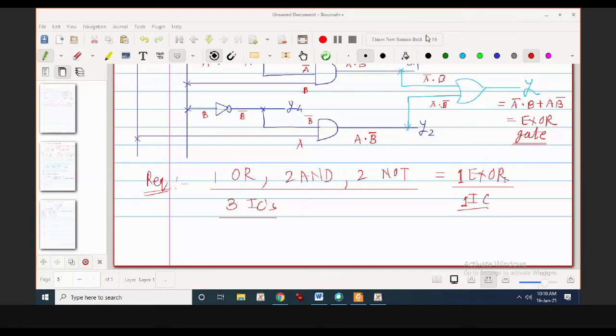Okay, so there is one question: basic gates means AND, OR, NOT? Yes, AND, OR and NOT. These are the only basic gates. After that, XOR, NAND, etc., they are all derived gates.